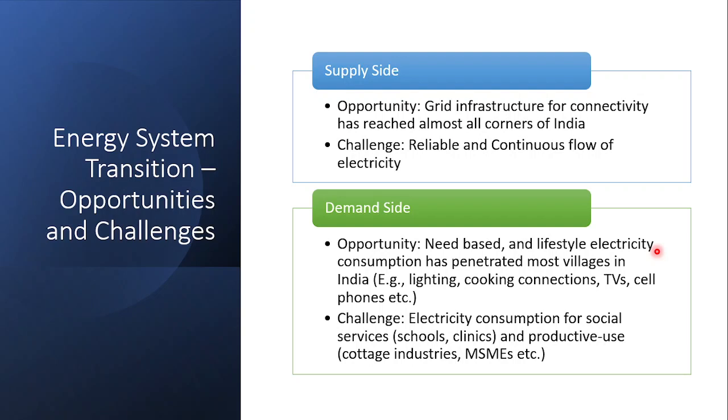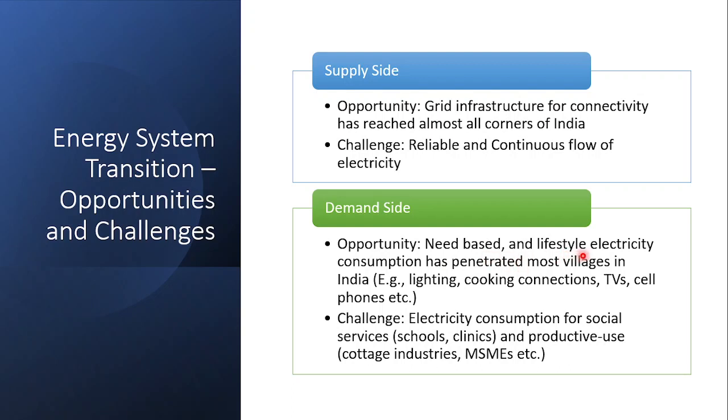So now the challenge on the supply side is the reliable and continuous flow of electricity. So electricity has to be available, right? Someone has to generate it for it to be available. So that is a challenge. And then on the demand side, you have electricity. Of course, the connection is given, let's say, to homes, but it is need based. Need based means you need lighting for, let's say, 4 hours in the evening from 6 to 10 o'clock until you go to sleep, and you use electricity only for that purpose. So you're not using it for anything else.